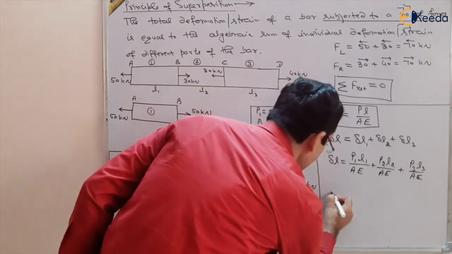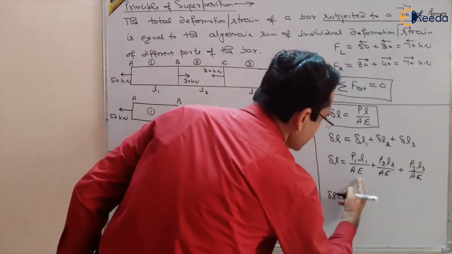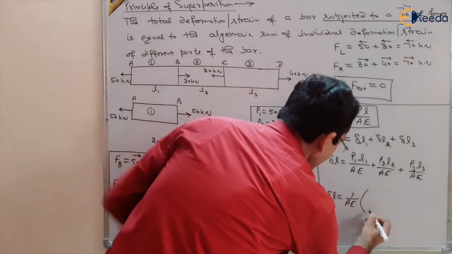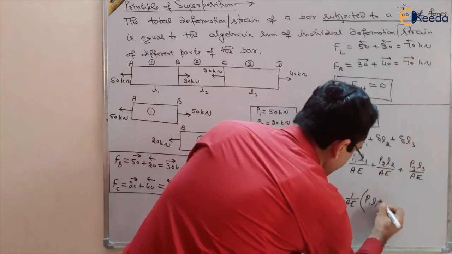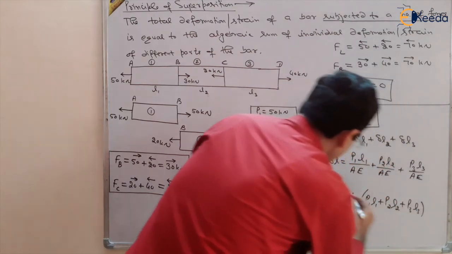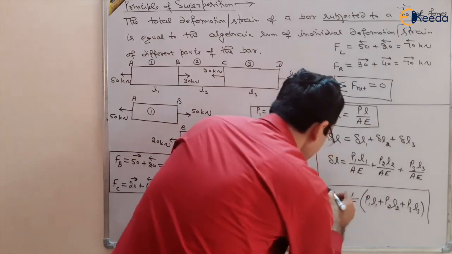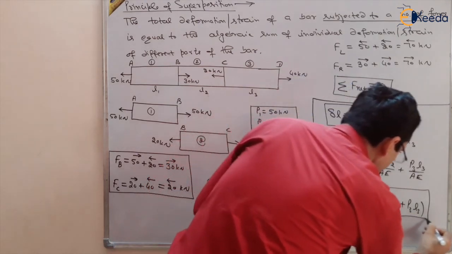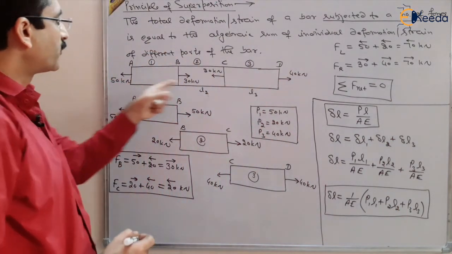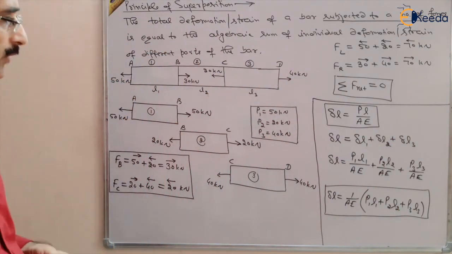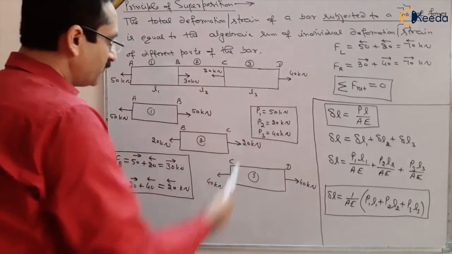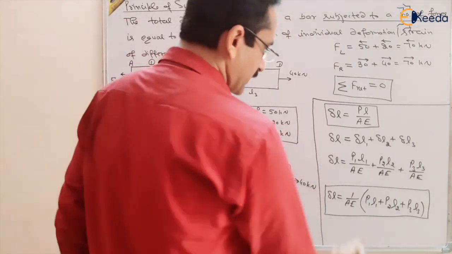Now you can take AE common, because it is the denominator of all three terms, so 1 by AE can be taken out, and you will get P1 L1 plus P2 L2 plus P3 L3, and this is the final result of this topic, the principle of superposition, when there are intermediate forces acting on the bar. Now you can solve this. If the area of cross-section is given, if E is given, if lengths are given, you can easily solve this equation.